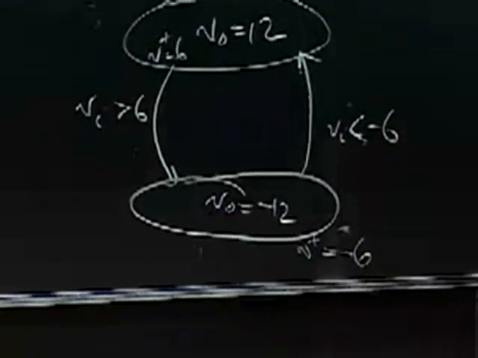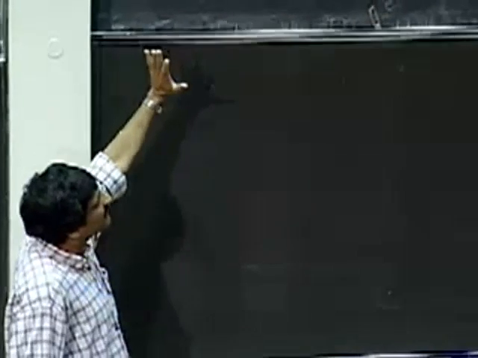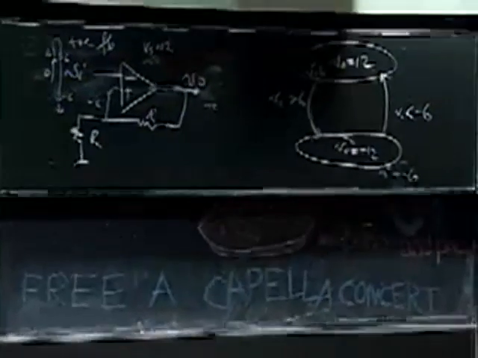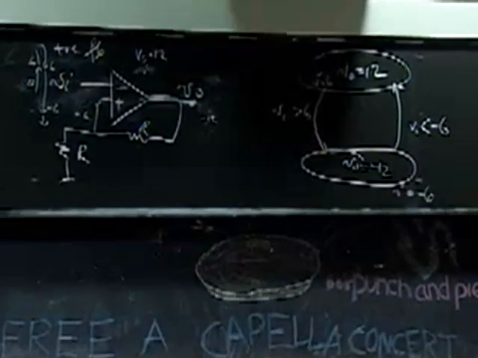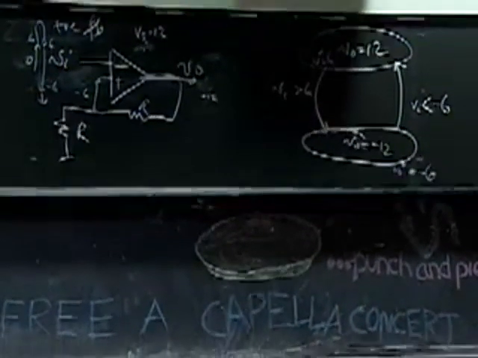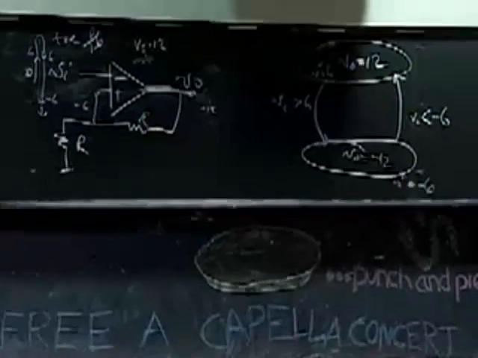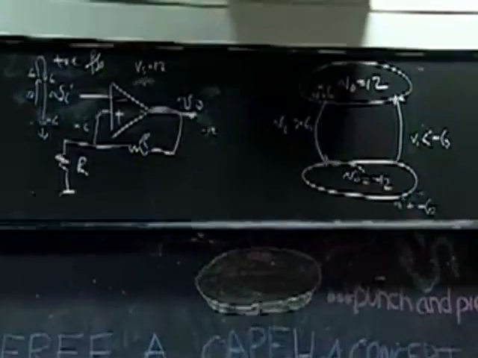What's interesting about this is that even though the moment VI became more than 6, I swung to the positive rail, I then had to go all the way back down to minus 6 before I could change state. So I had to go way down before it would flip again. How can we make use of that?